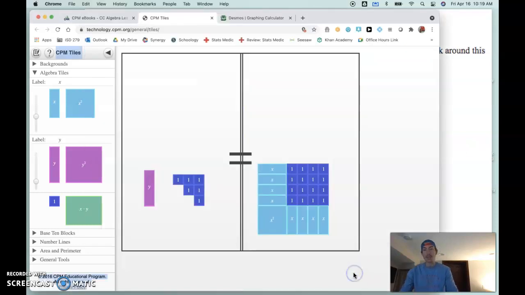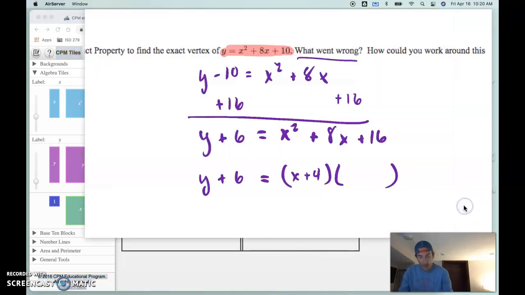Now check this out because this is the part that makes this whole thing worthwhile. In a square, your base and your height are the same. That's a property of a square we've been using since we were littles, right? So this is going to be x and 1 and 1 and 1 and 1, or x and 4 as well, right?